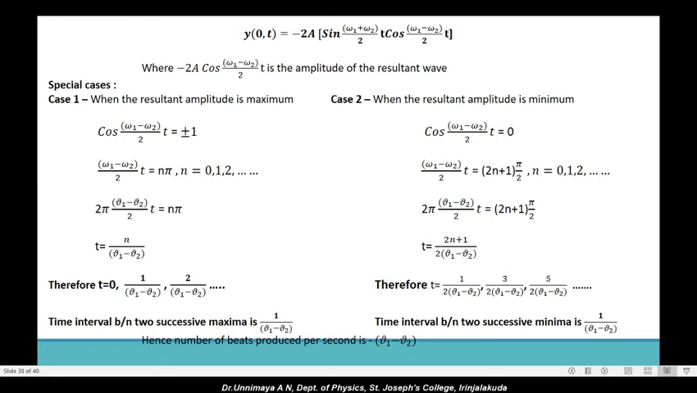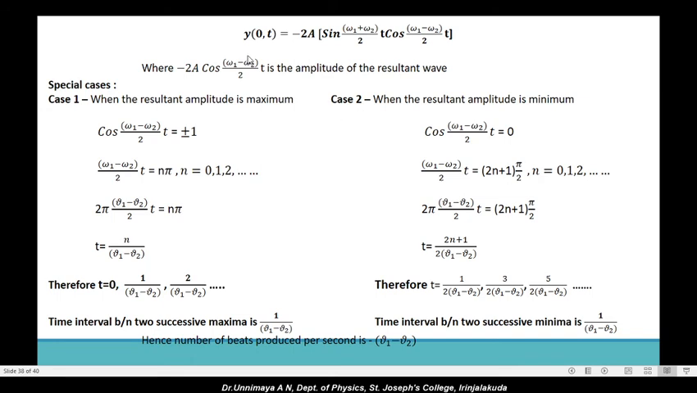Time period means a number of beats formed per second. That is frequency. Time period means 1 by nu1 minus nu2, then frequency will be nu1 minus nu2. That is, the number of beats formed per second. The number of vibrations or beats produced per second will be equal to nu1 minus nu2.